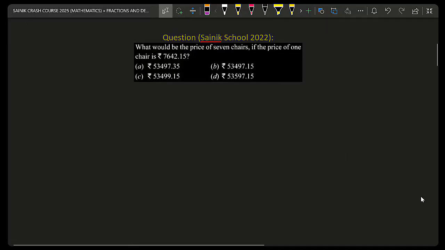So this question came in 2022. What would be the price of 7 shares if the price of one share is given 7,642.15? So very simple question. All of you try this. What would be the price of 7 shares if the price of one share is given? Who wanted to give the answer can raise a hand now.